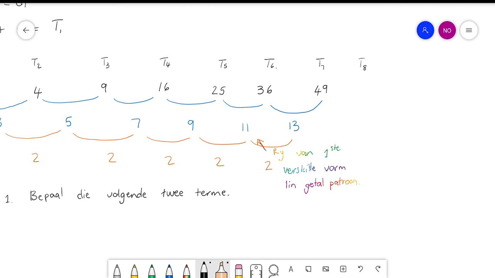So you have to work from your constant difference to your row of first differences to your quadratic number pattern. Jy werk van jou konstante tweede verskil na jou ry van lineêre getalpatroon, wat jou eerste verskille is, na jou oorspronklike. Quickly do the next one for me as well.